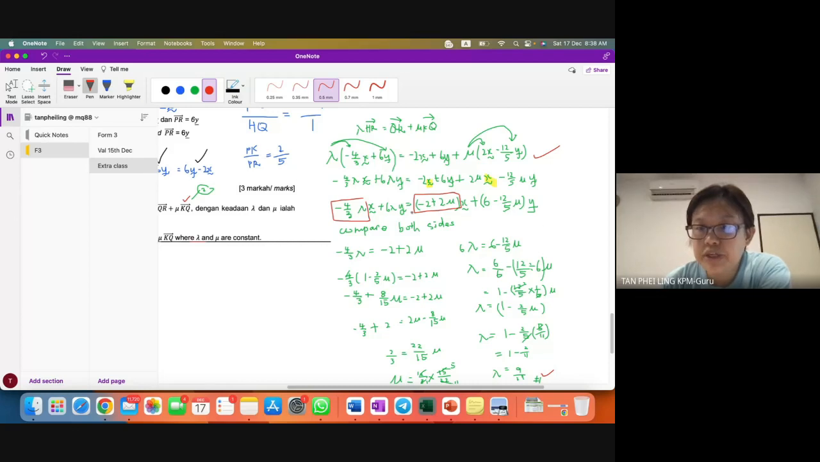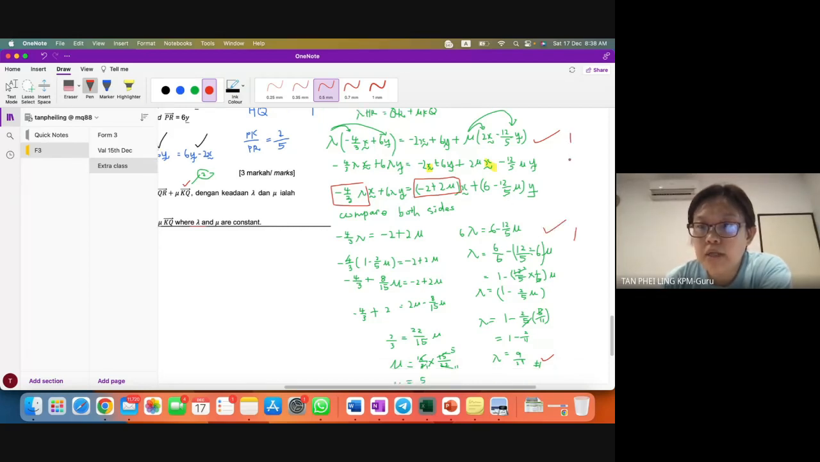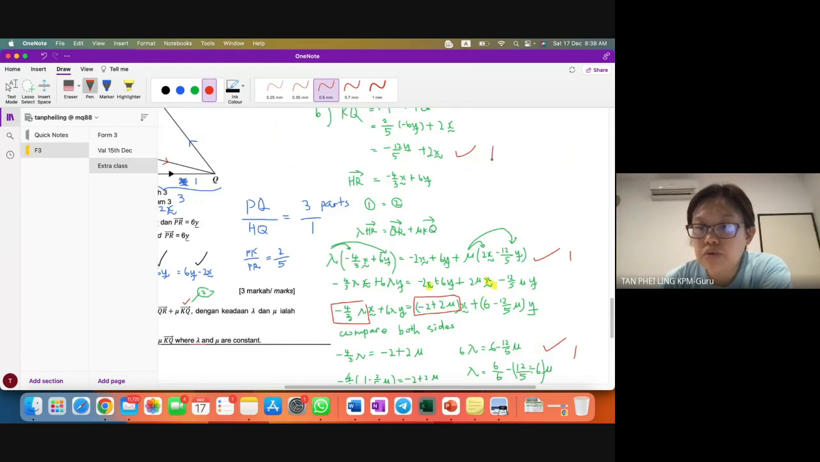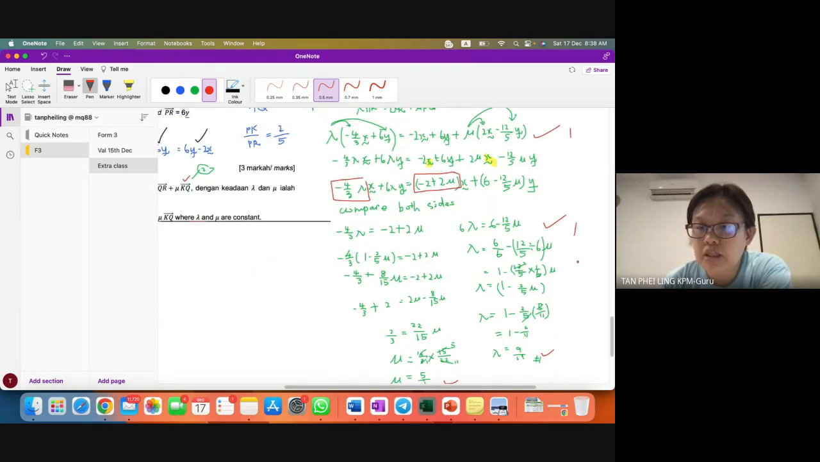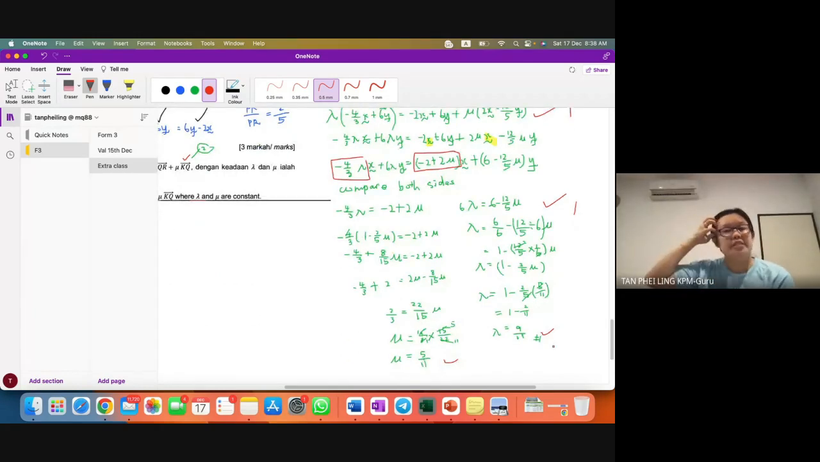Okay, so rearrange them with the coefficient and compare. This one gets 1 mark. So 1 is for KQ, 2 is for starting to put in, 3 is for comparing, 4 and 5 for the correct answer. Okay, all right. Any more questions?